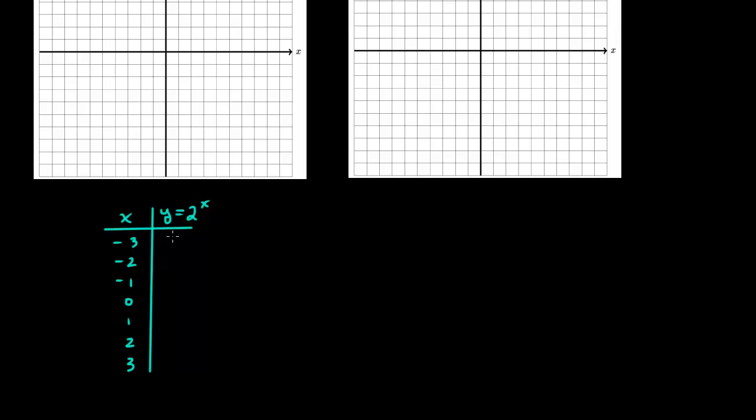2 to the power of negative 3 is just 1 over 8. 2 to the power of negative 2 is just 1 over 4. 2 to the power of negative 1 is just 1 half. 2 to the power of 0 is 1. 2 to the power of 1 is 2. 2 to the power of 2 is 4. And 2 to the power of 3 is 8. So this gives us a bunch of ordered pairs that we can plot. So let's go ahead and plot those ordered pairs.